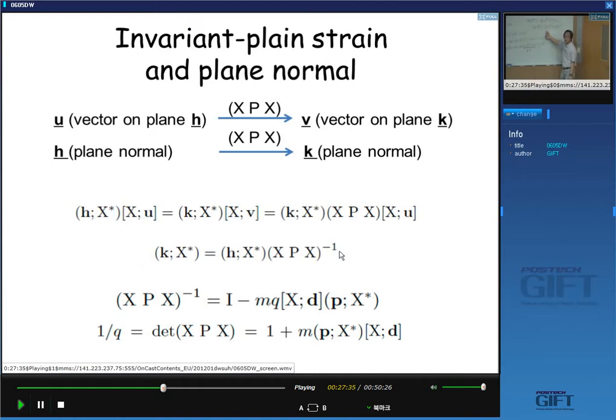So the plane normal is converted to the plane normal vector by deformation XPX with this relationship. When the deformation matrix is XPX, the vector is converted with this relationship, but the plane normal is converted with this relationship. And don't forget, there is an inverse of the transformation deformation matrix.